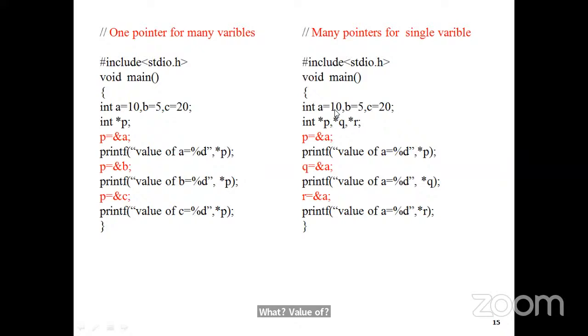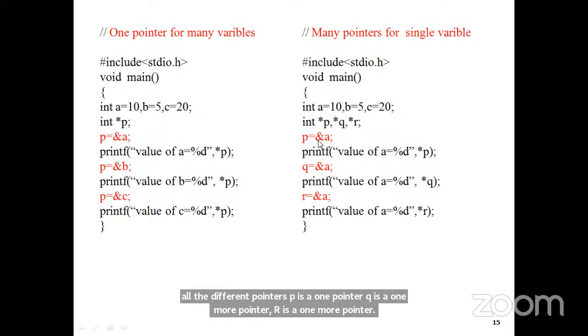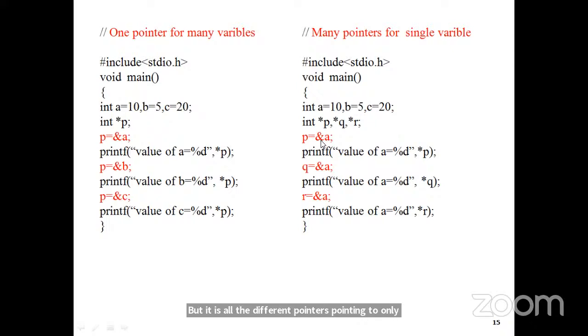A equal to 10. So that means pointer P is pointing to 10. So in all the 3 cases here, it will print only 10. So this is what you need to understand, because P is one pointer, Q is one more pointer, R is one more pointer, but all the different pointers are pointing to only a single variable. These are the different ways of pointing to the variables.